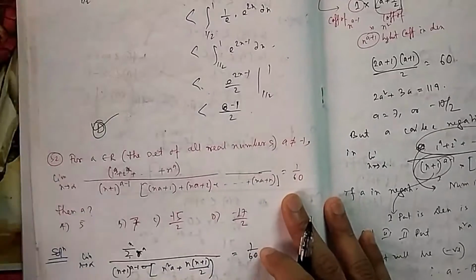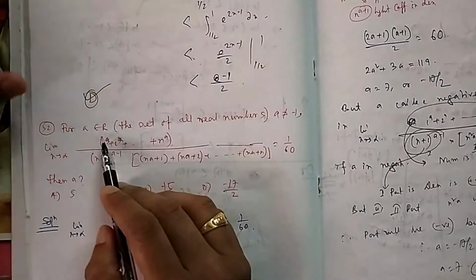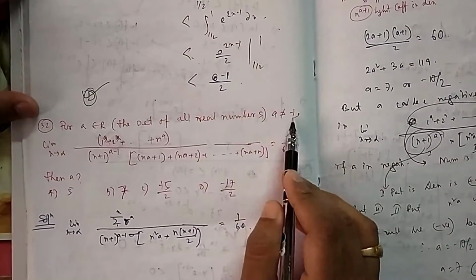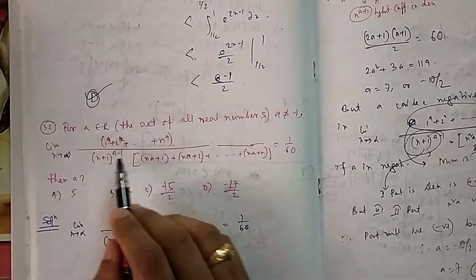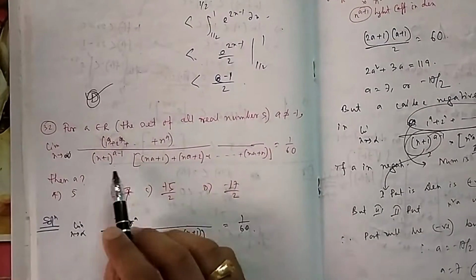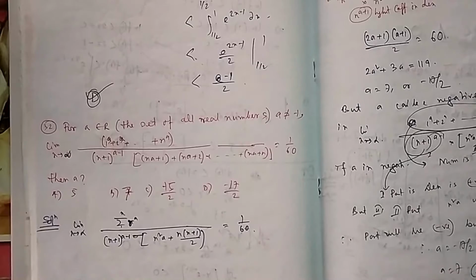Now if you come to question number 32: if a belongs to the real numbers, the set of all real numbers where a is not equal to minus 1, and the limit as n tends to infinity of 1 to the power a plus 2 to the power a, dot dot, up to n to the power a, divided by this expression, is given to you as 1 by 60, then find the value of a.